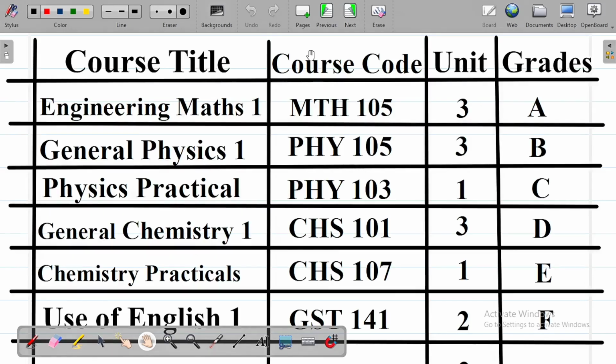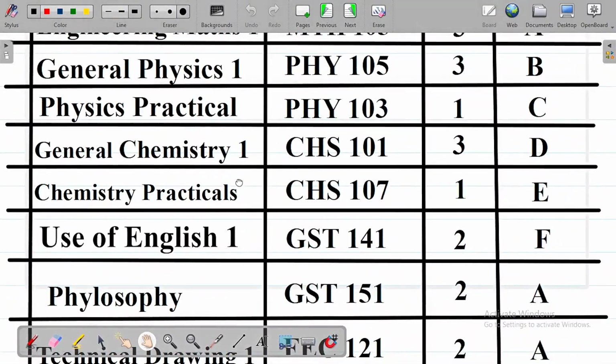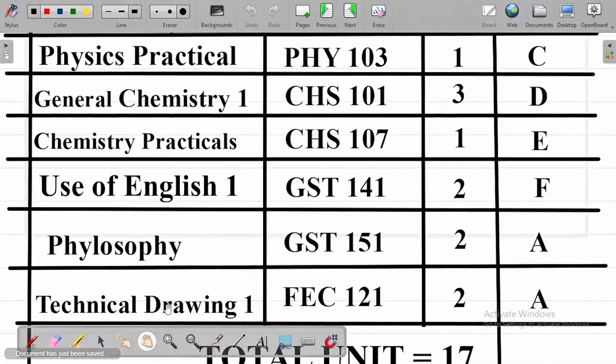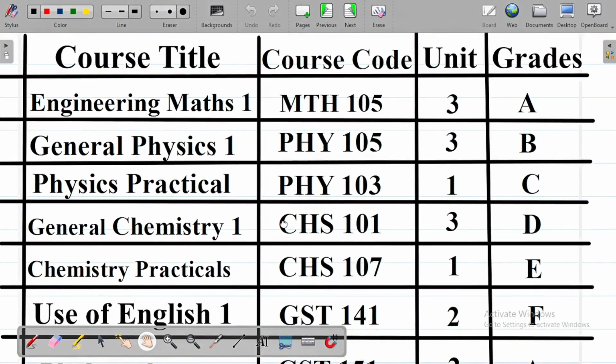All right, let's consider an engineering student that offers about 8 courses in the first semester. The first course here is Engineering Maths 1. We have General Physics 1, Physics Practical, General Chemistry 1, Chemistry Practical, Use of English 1, Philosophy, and Technical Drawing. So these are the 8 courses that the student is offering in his or her first semester.